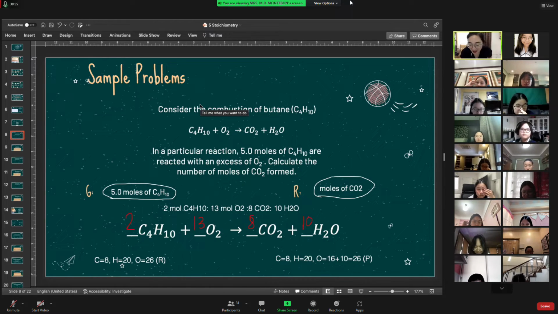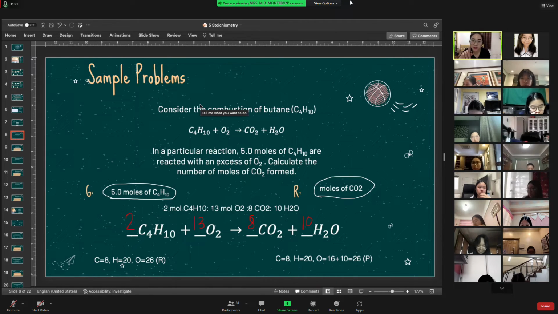There's a question. Teacher, do you mind explaining your trick on how to do the balancing part? What's my trick or my suggestion? I look at the one with the highest number first, and then I do trial and error. Since the one with the highest number here would be carbon, I start with carbon. So I have to make it 4, and then if it's not feasible, I adjust.